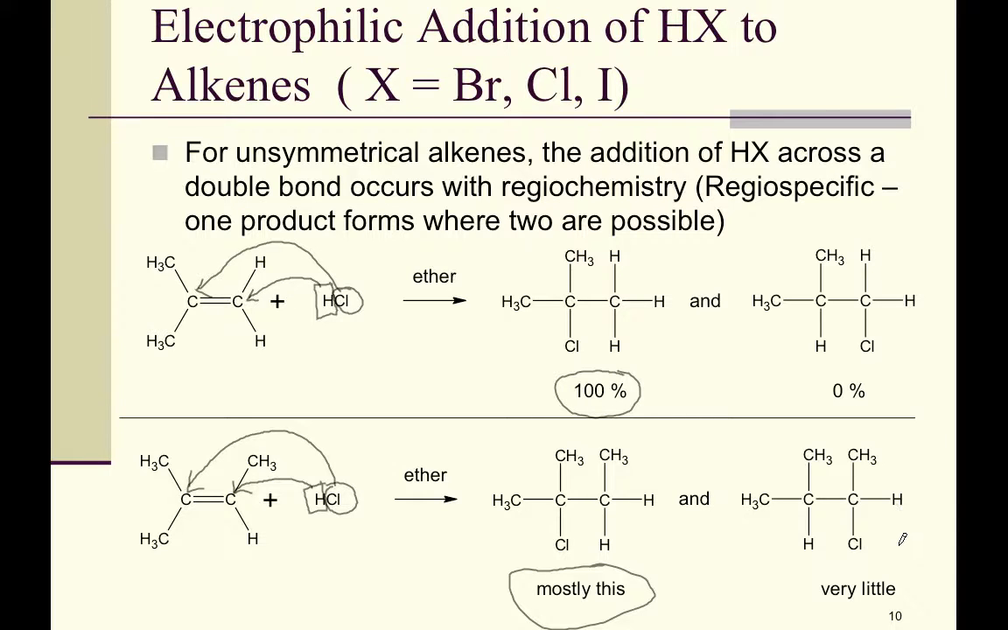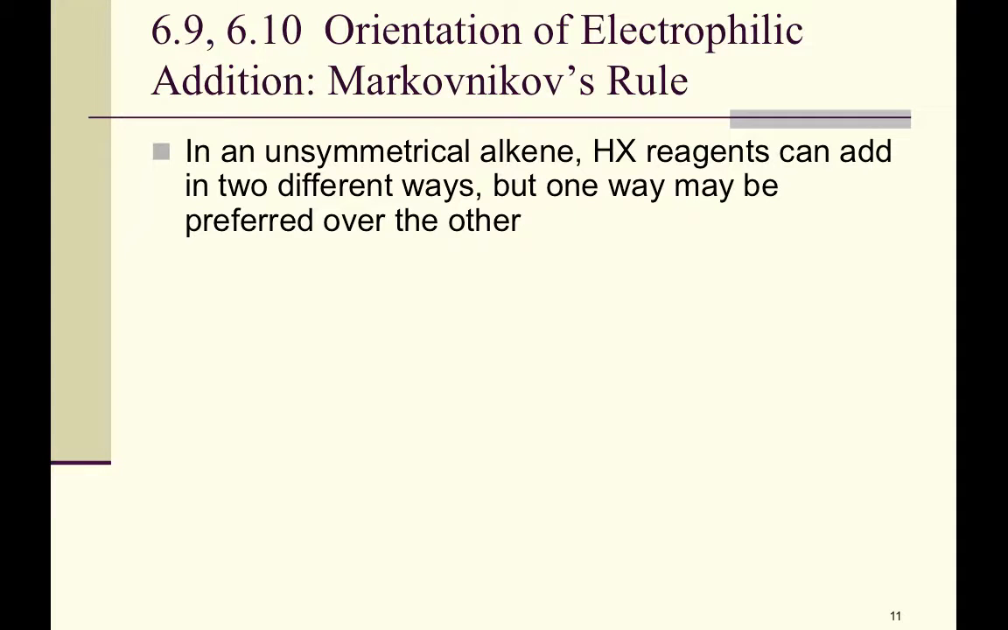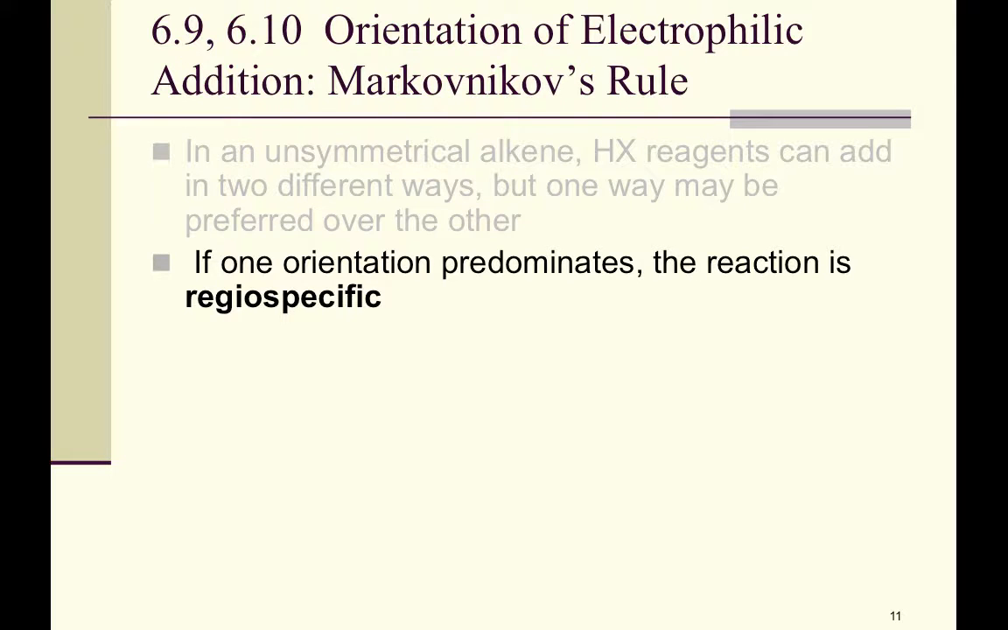So why is there a difference between the two? It has to do with what carbocation is formed when hydrogen adds to the alkene. Let's take a look. The orientation of electrophilic addition follows Markovnikov's rule. In an unsymmetrical alkene, HX reagents can add in two different ways, but only one way may be preferred over the other. If one orientation predominates, the reaction is regiospecific.